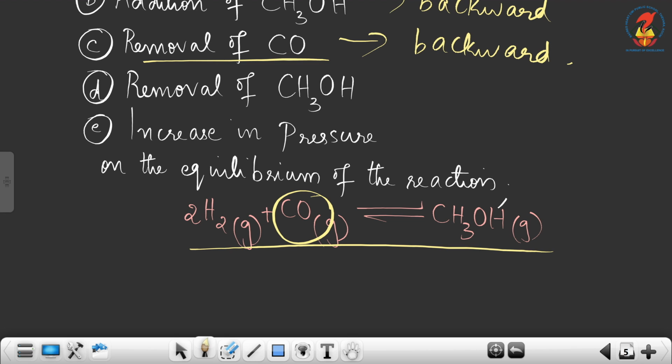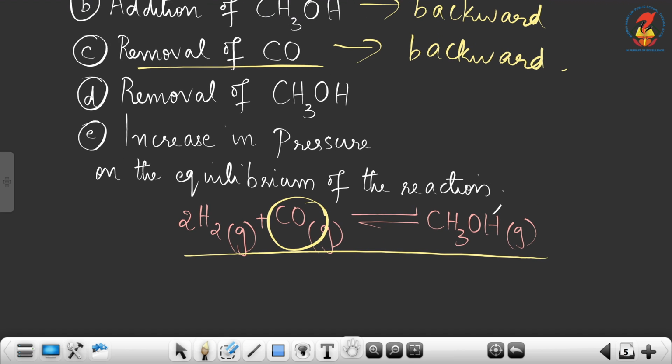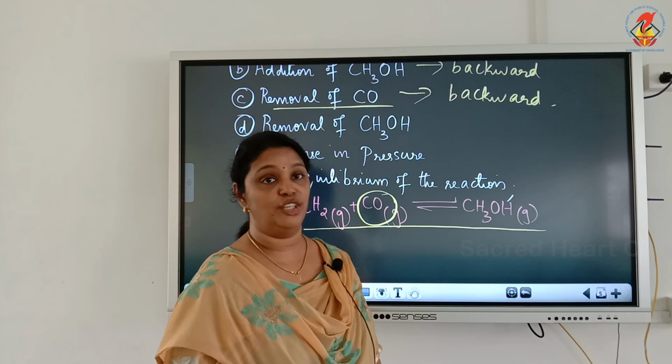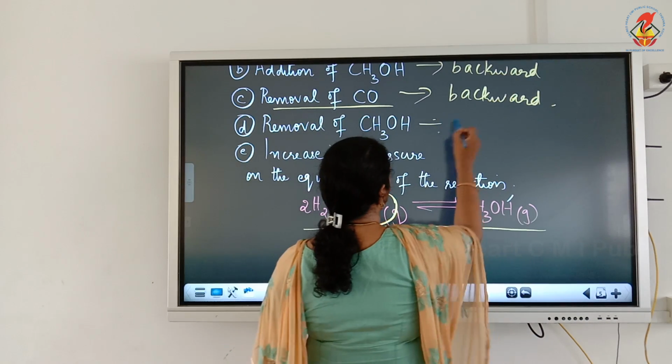Now next is removal of CH3OH. We know CH3OH is the product. If I remove CH3OH, there is more concentration on the reactant side and the forward reaction takes place. So here, the forward reaction.